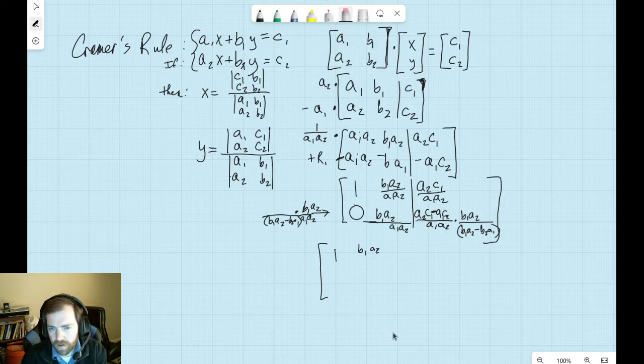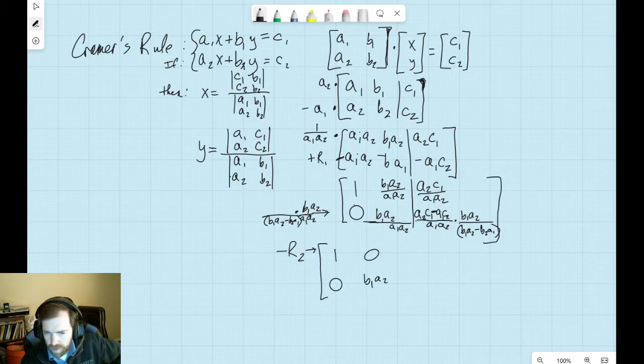So if we subtract row 2 and put it in here, this is the exact same thing, so that's now 0. This is a 0. This is a b1a2 over a1a2, augmented with. All right, we subtracted this denominator. So these two things here are going to switch places. So we're going to get a1c2 minus a2c1. Seems more promising.